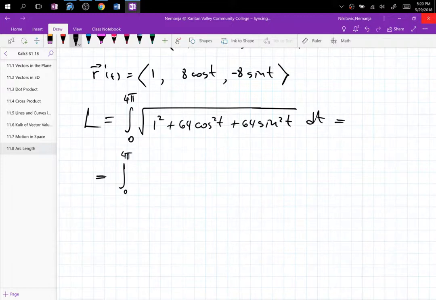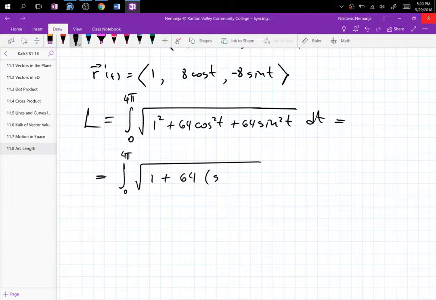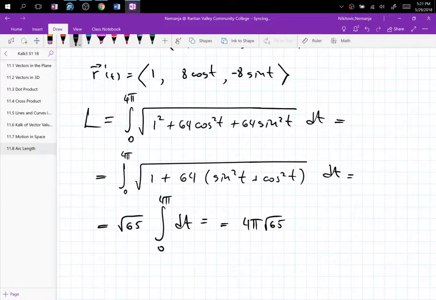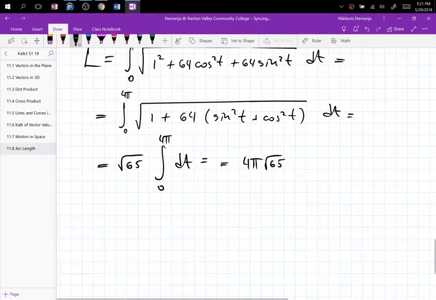0 to 4 pi. Now I have 1 plus 64, and then over here I have sine squared t plus cosine squared t, that's 1. So it's the square root of 65. So we kick the square root of 65 in front. We have the integral of dt from 0 to 4 pi, so the answer should be 4 pi root 65. Green? Good. See, I told you 7 was wrong.